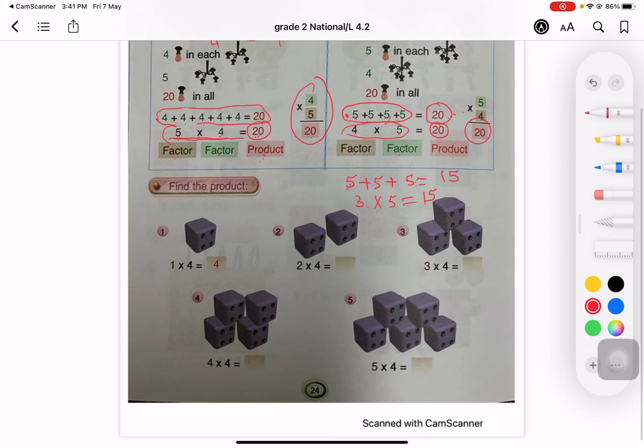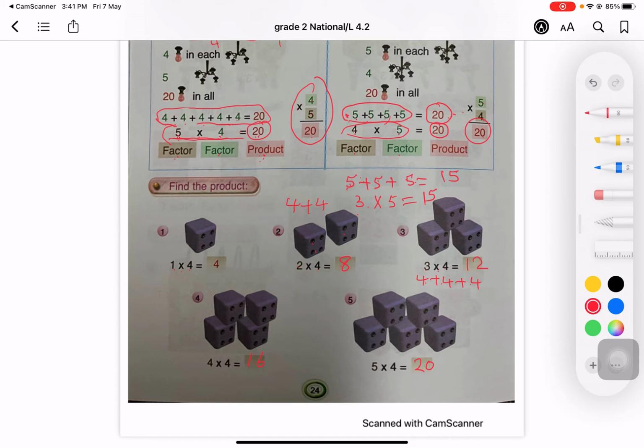Okay, here this is table 4. Of course, 1 multiplied by 4, the answer is 4. 2 multiplied by 4, you are repeating the 4 2 times. It's 4 plus 4. So it is 2 times 4. The answer is what? 8. You are repeating the 4 3 times. It is 4 plus 4 plus 4. So it is 3 times 4. The answer is what? 12. Now you are repeating the 4 4 times. In all, it's what? 16. Repeating the 4 5 times.